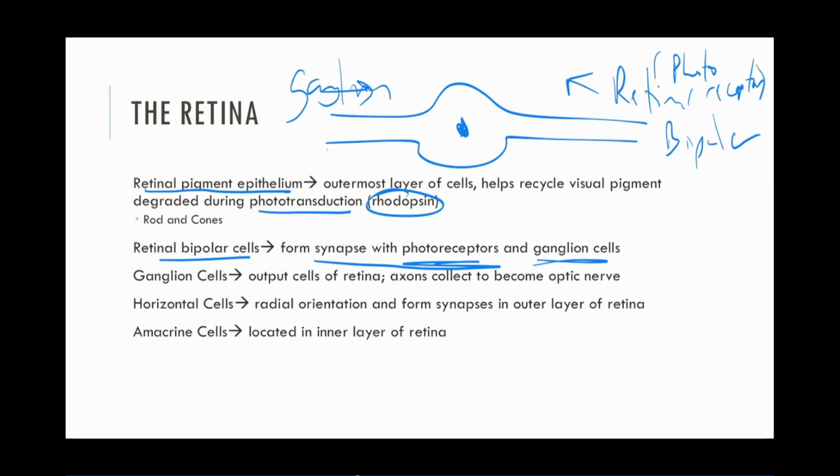So we're getting information coming from two different ways. The ganglion cells are the output cells of the retina, and the axons all collect to turn into the optic nerve. So the optic nerve starts off all around the retina, and then all those ganglion cells come together to make an optic nerve. That's what actually comes out of the eye. We have horizontal cells, which allow for radial orientation to form synapses, and we have amacrine cells, which are in the inner layer of the retina. I have pictures that can describe all this as well, so we'll go through it again.